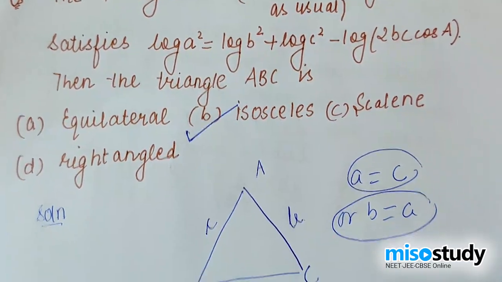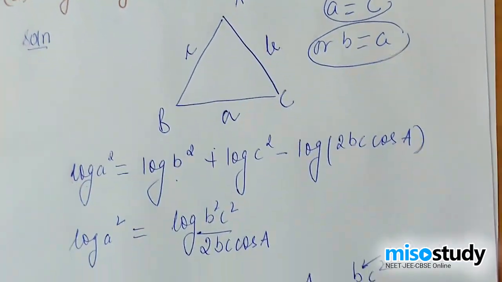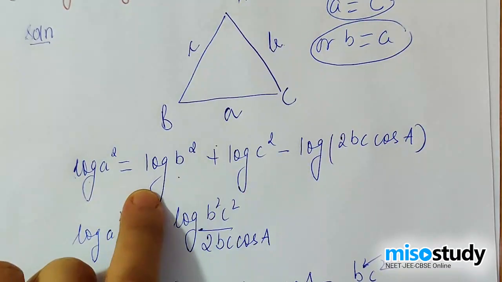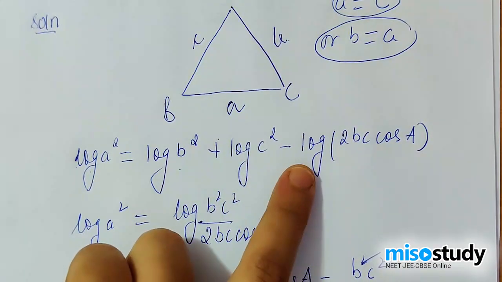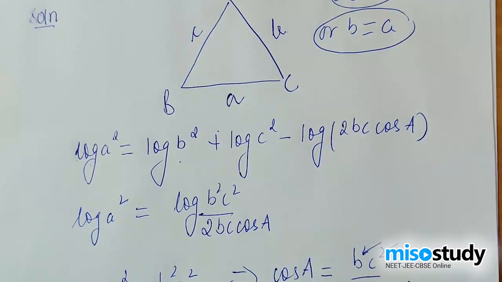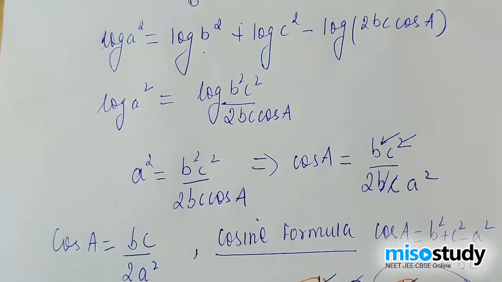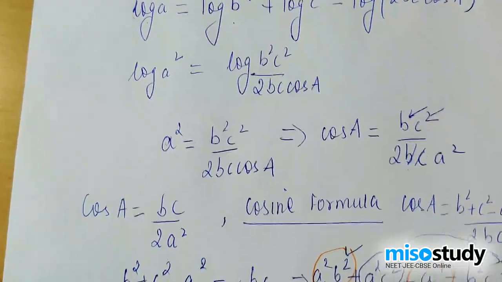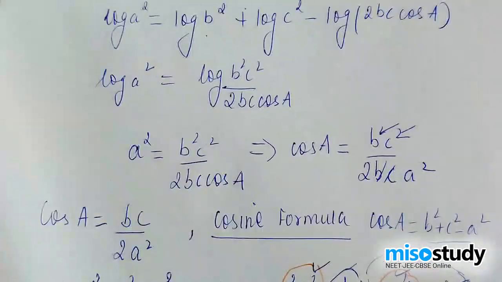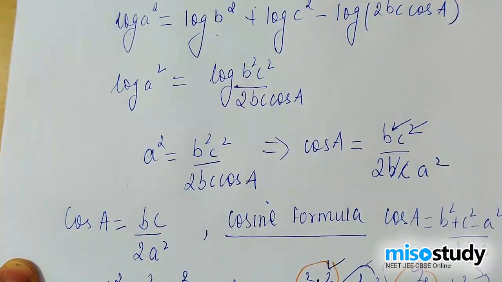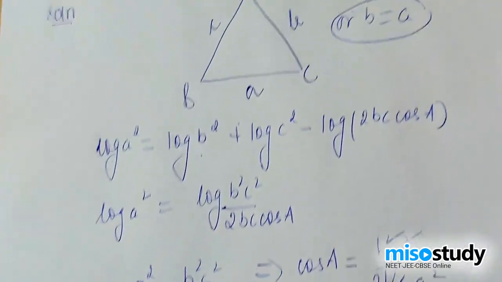This was a very simple question for the beginning. Over here I just used the property of log, that log a plus log b is log ab, and log a minus log b, when you have a negative sign, it gets divided. Then I simply solved it using the cosine formula, because I needed the relationship between a, b and c, since I wanted to find out which kind of triangle this is. I hope this question is clear to you.